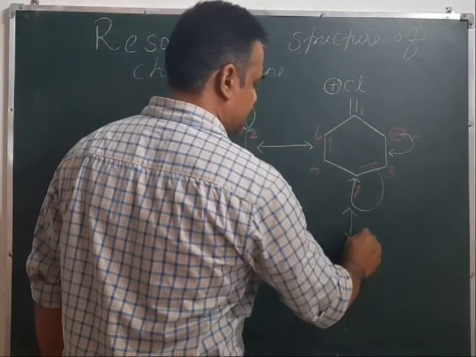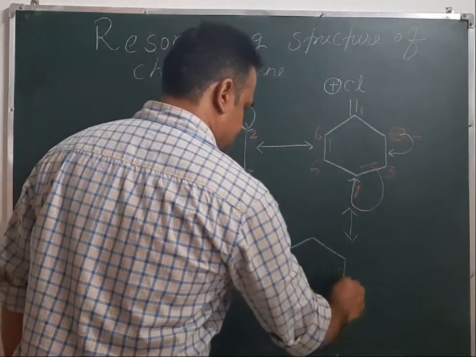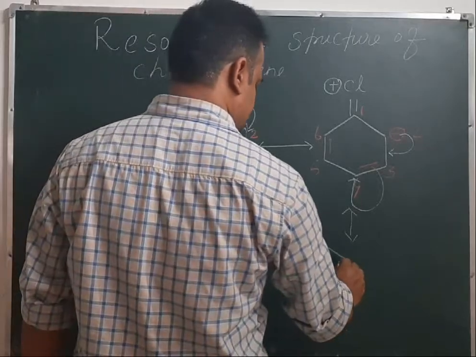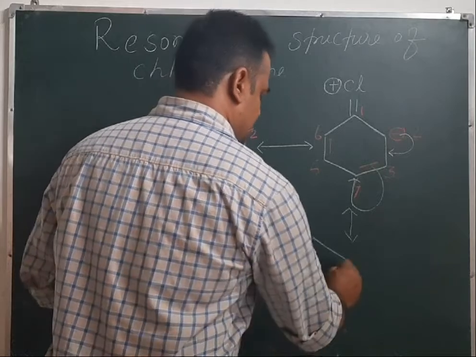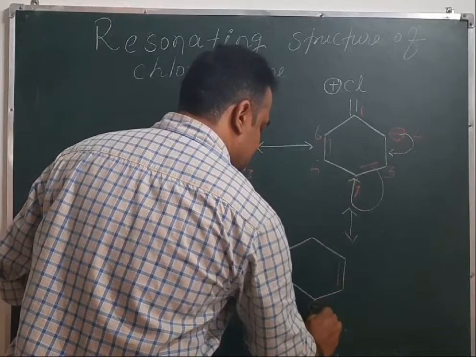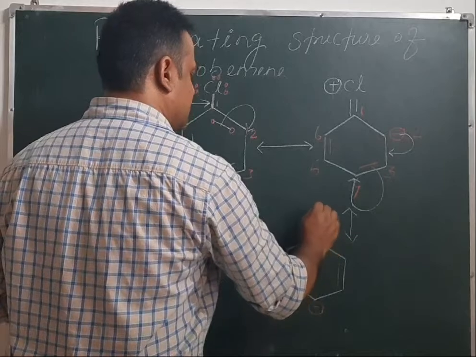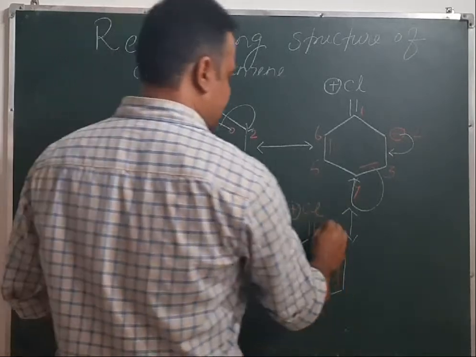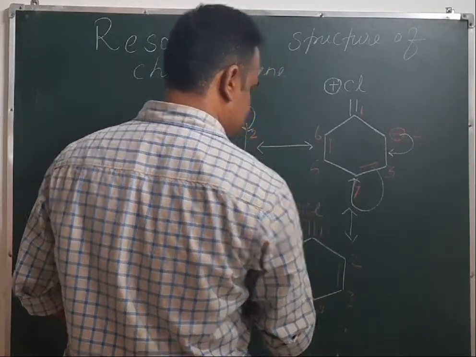So we can see here a double bond here. This electron shifted to carbon number 4, so this carbon will acquire a negative charge. Then a double bond here, and the rest of the structure will remain the same. Cl positive. This is carbon number 1, 2, 3, 4, 5 and 6.